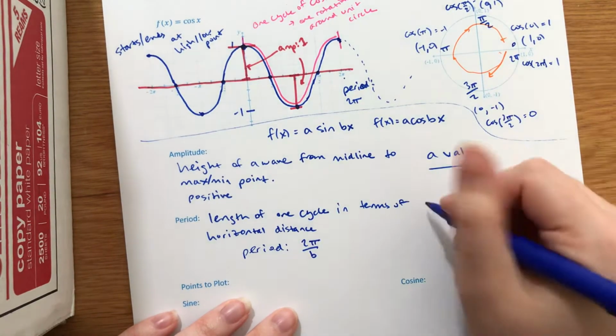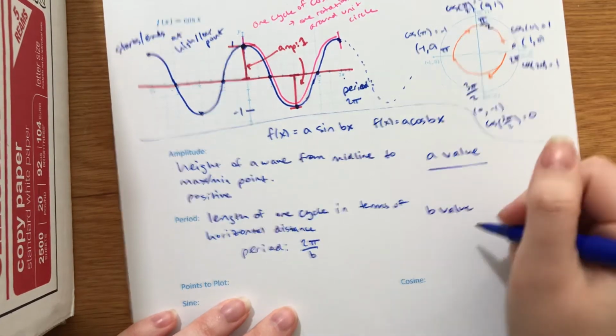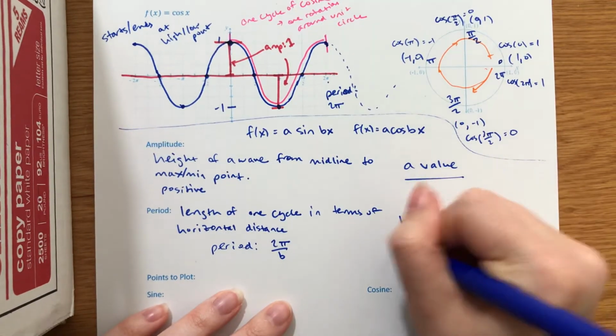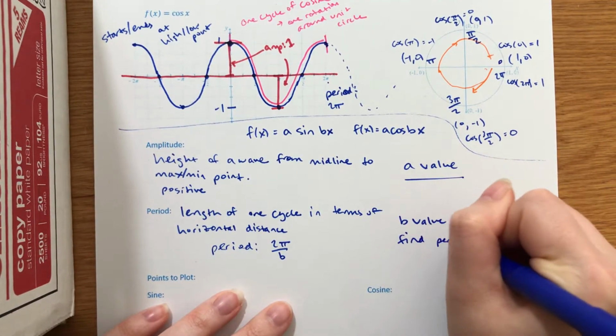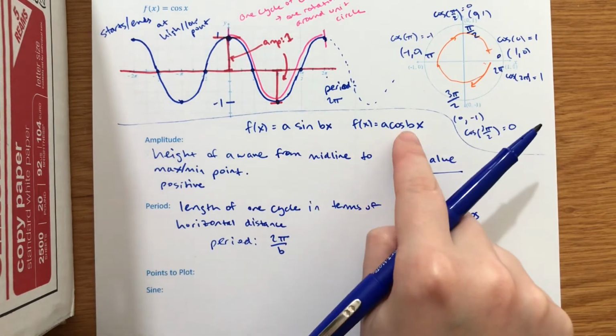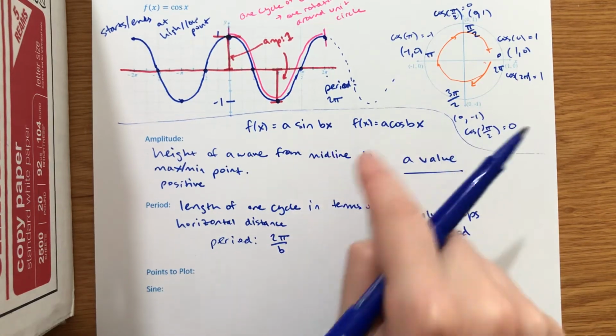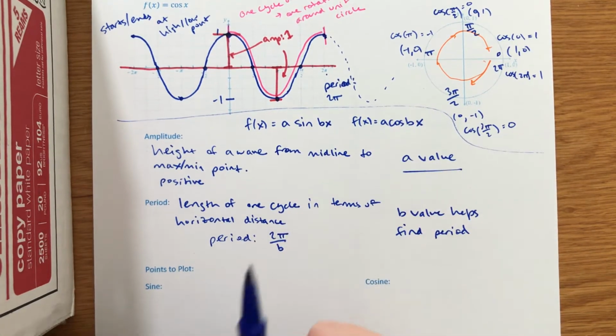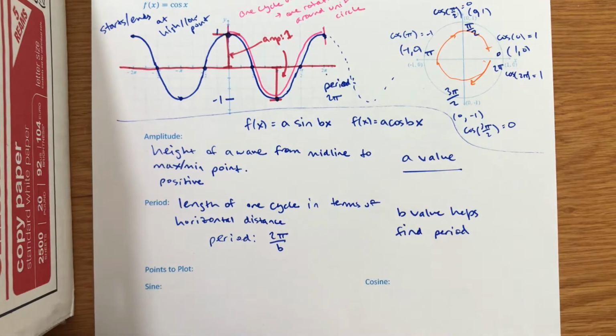So the b value helps find the period. One of the most common mistakes in Algebra 2 is that people just say the period is the b value. No, it's 2 pi over the b value. So there you have to do a little bit of math to figure out how long one cycle takes.